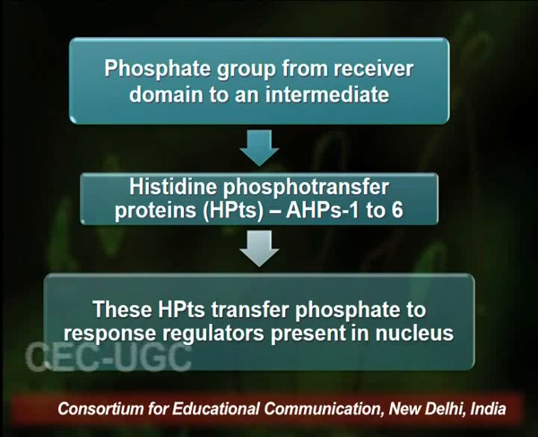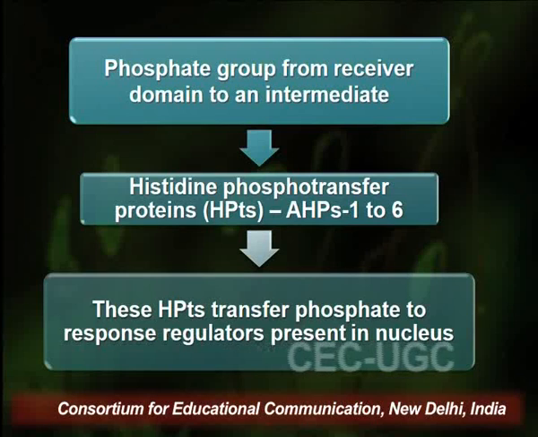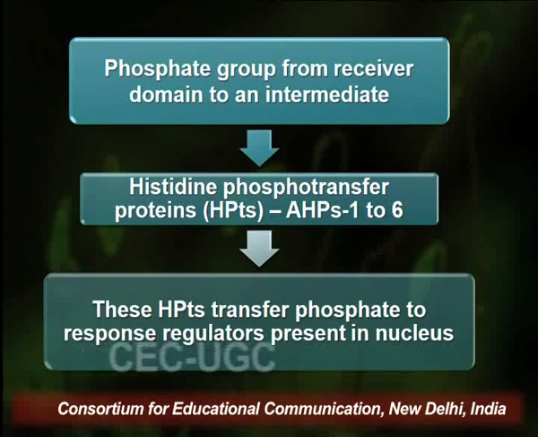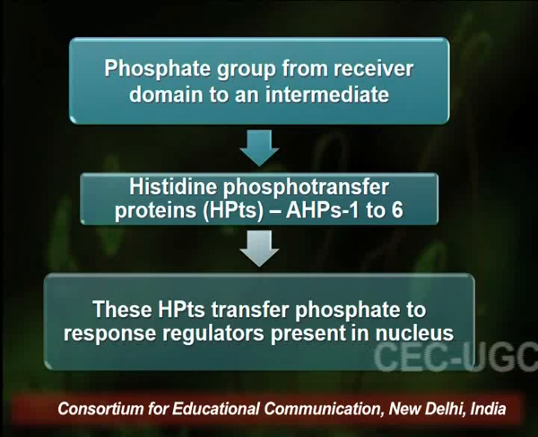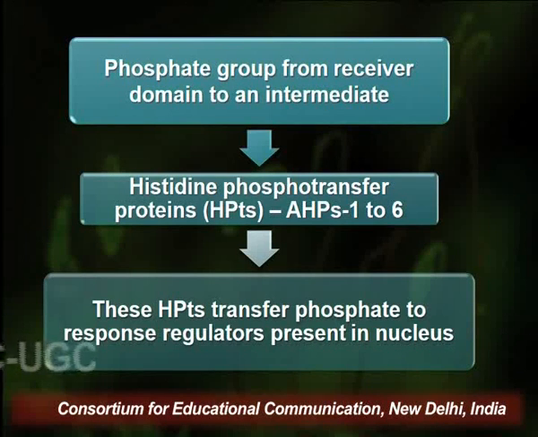Now, the phosphate group from the receiver domain, that is the aspartic acid domain, gets transferred to the intermediates, and these intermediates are the histidine phosphotransfer proteins, or HPTs or AHPs 1 to 6. In these 1 to 6, AHP6 is a pseudo phosphotransfer protein because it does not have a histidine group to bind the phosphate group. Now, once these histidine phosphotransfer proteins take up the phosphate group, they pass on this phosphate group to the next component of the phosphorelay, that is response regulators, which are present in the nucleus. And from there, various response regulators, specifically type B, get activated, which causes the transcriptional factor activation and activation of the genes, vis-a-vis also activation of type A.